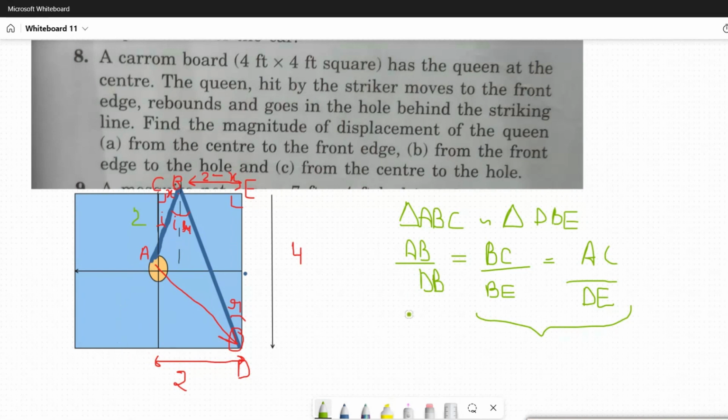Now where is BC? BC is our x and BE is 2 minus x, is equal to AC. AC is 2 feet and DE is 4. So here we get 1 by 2. Now if we solve this further, we will get 2x plus x is equal to 2. This will give us x is equal to 2 by 3.